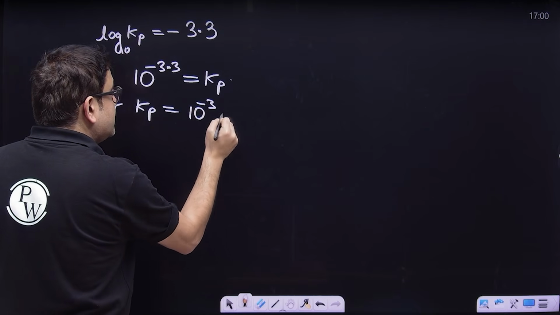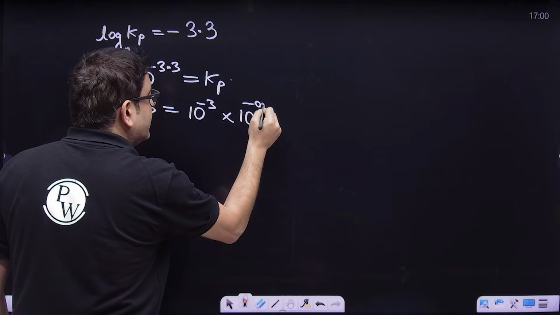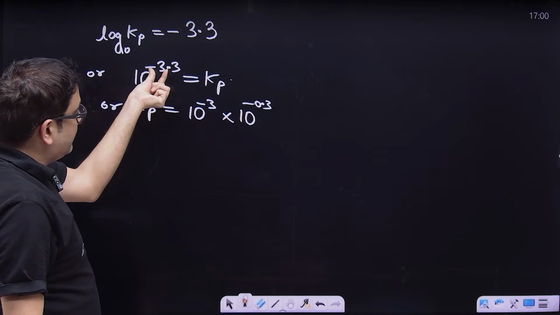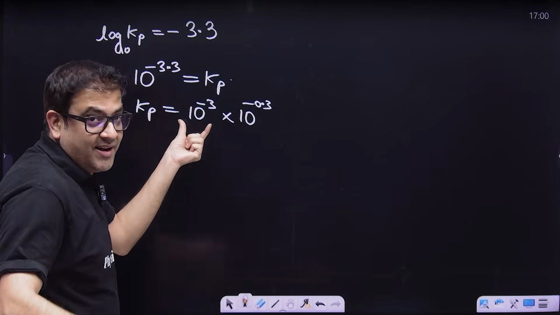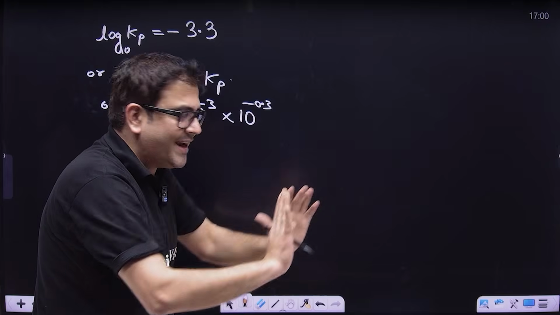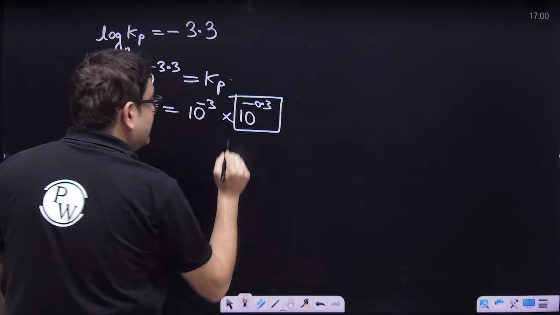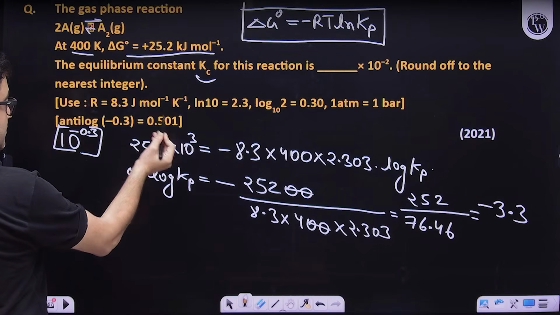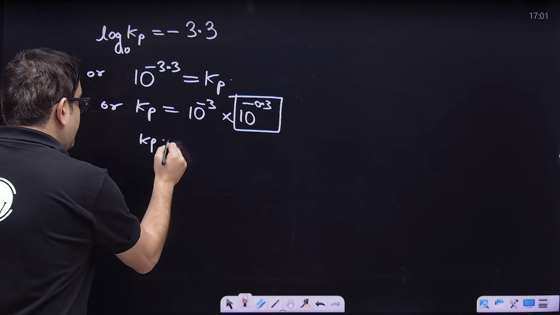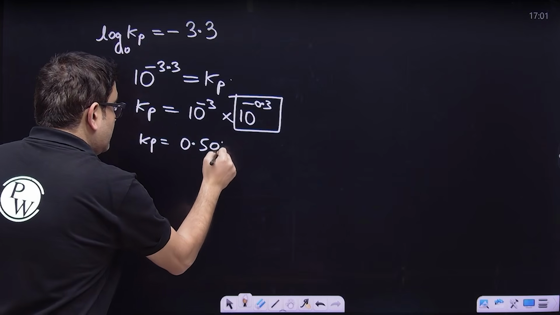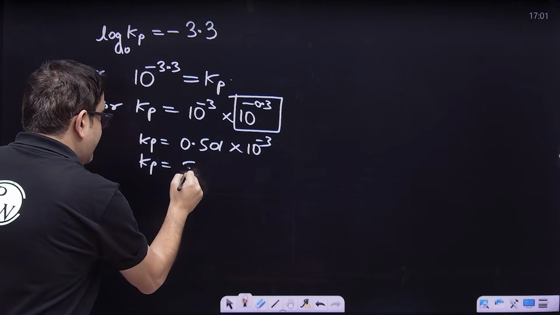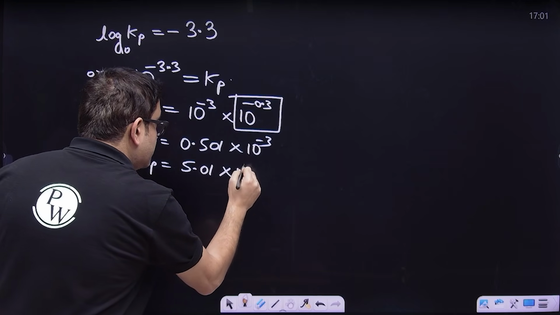10 raised to the power minus 3 into 10 raised to the power minus 0.3. These powers will be added: minus 3 minus 0.3 will be minus 3.3. And 10 raised to the power minus 3 is a scientific notation which you can keep aside. And this value is supplied to you. The anti-log of this is given, which is 0.501. So what is Kp? Kp is 0.501 into 10 raised to the power minus 3. Scientifically writing it as 5.01 into 10 raised to the power minus 4.